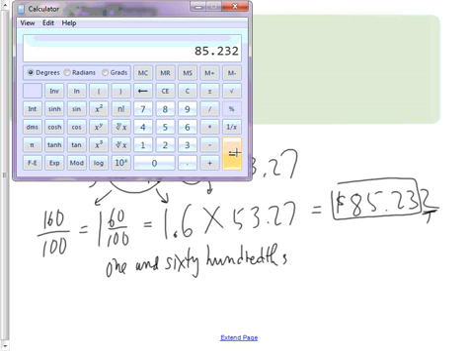This extra bit here is actually 2/10 of a cent. It's not quite a cent, which means if we're rounding it, it's approximately equal to $85.23. Okay, that's the first question.